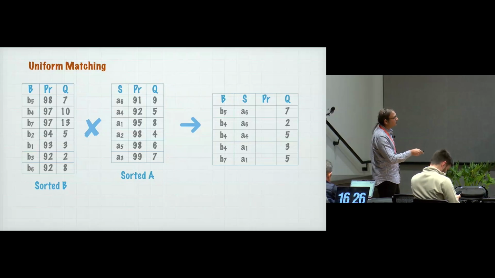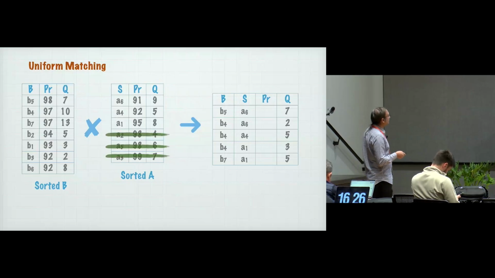Notice I have not put the prices as yet. So after a while, you will find that B7 and A1, they are tradable, and B7 has some leftover quantity, and B7 and A2 are not tradable, because at this point you just delete it, and then you have to delete everybody because it was sorted in this order. So at this point, your algorithm terminates.